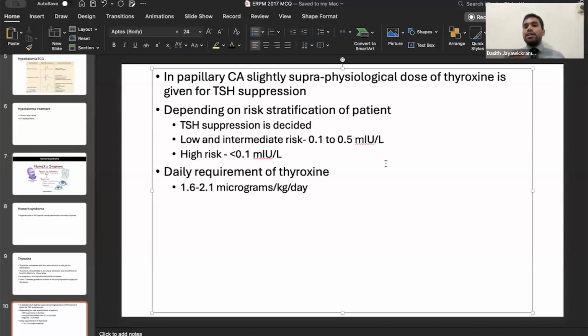Okay, and with time, if it's low and intermediate risk, we can reduce this suppressive dose in around 2 years. But in high risk, we can reduce this suppressive dose in 5 years. So that is the principle why we give supraphysiological levels of thyroxine in papillary thyroid carcinoma patients. Did you understand this principle?